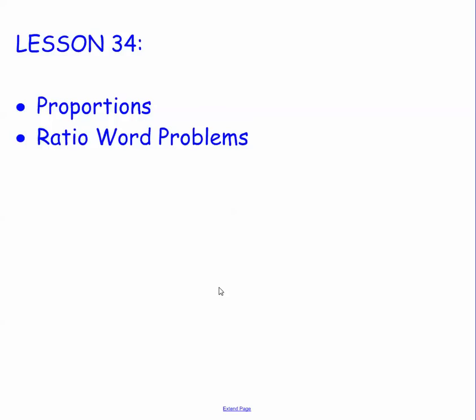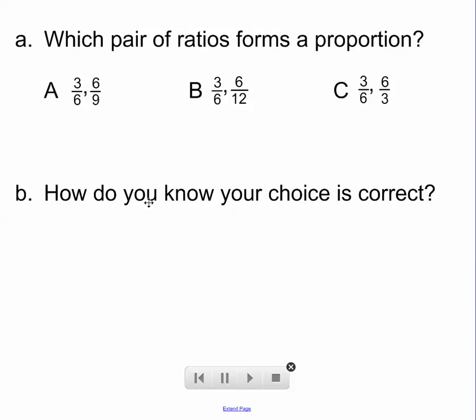Okay, today we're going to solve proportions, and we're going to use those proportions to solve ratio word problems as well. All right, let's start off by kind of indirectly defining what a proportion is. Which pair of ratios forms a proportion? Let's start off with the answer. The answer is B. This is a proportion.